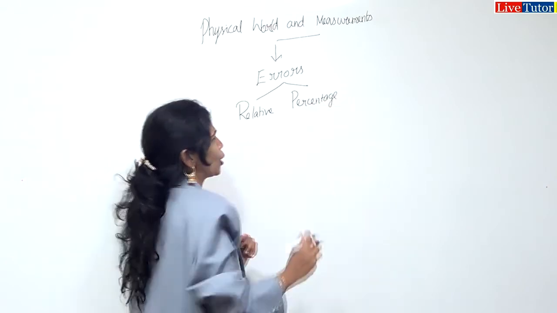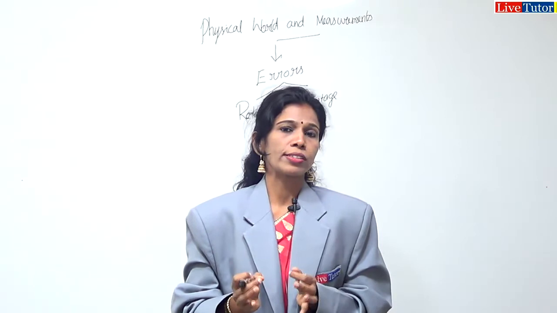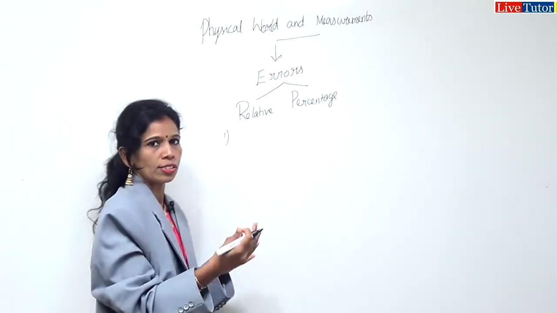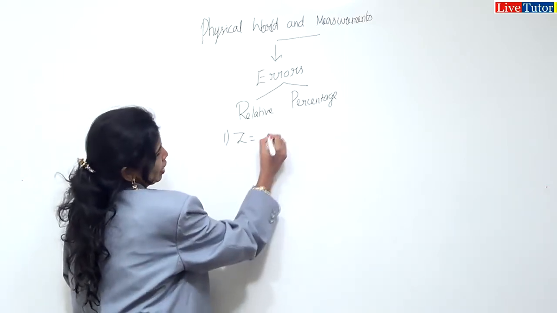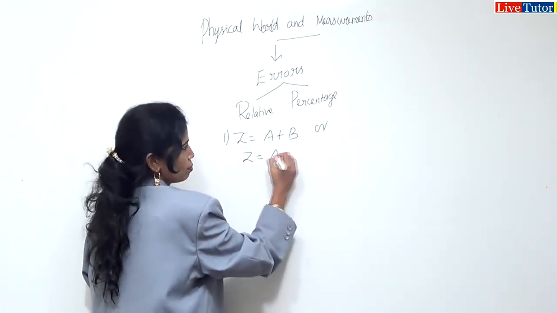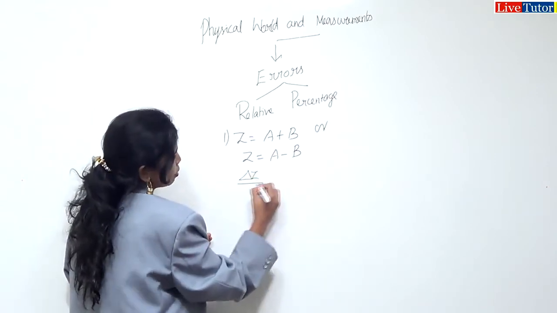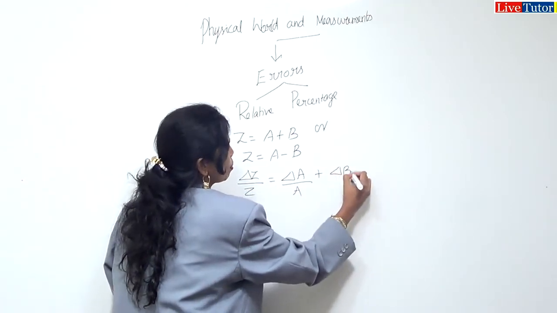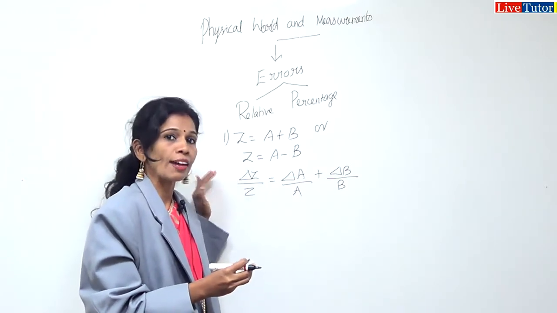So, how to find out this relative and percentage error? This is a very important question in physics. There are three cases. In the first case, if a physical quantity is represented as addition or subtraction, then the relative error can be found as del z by z is equal to del a by a plus del b by b. Even though it is subtraction, the errors have to be added.